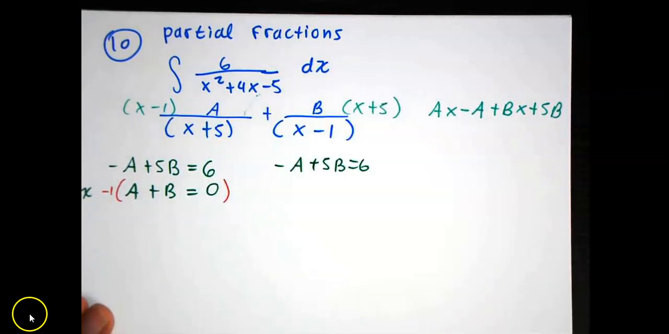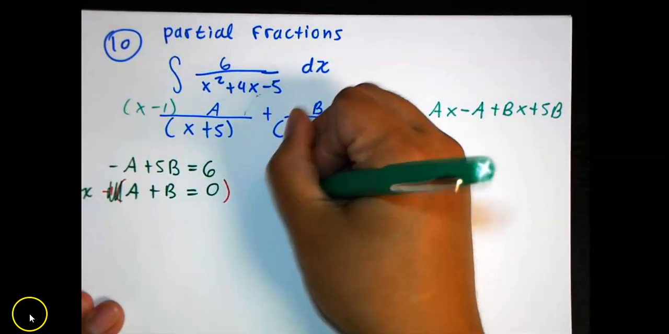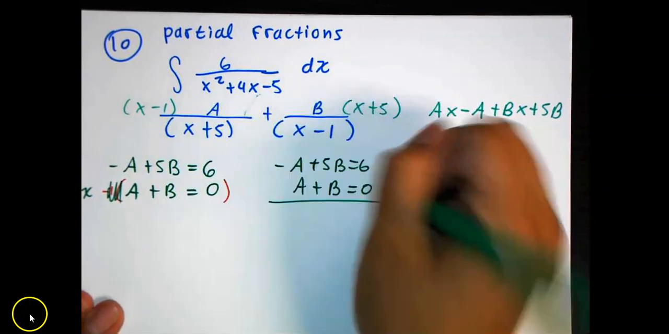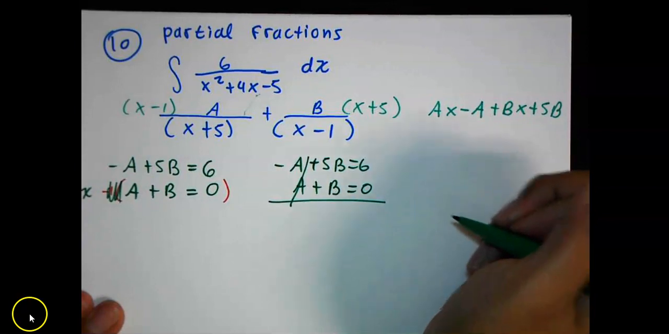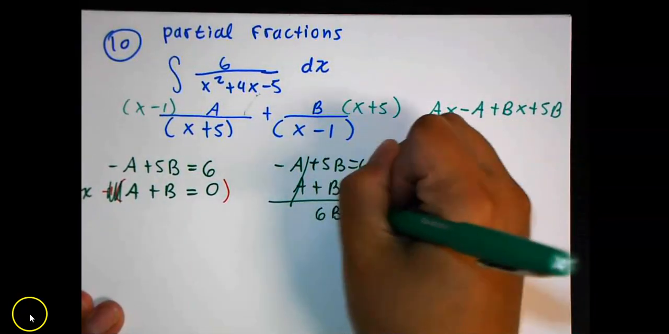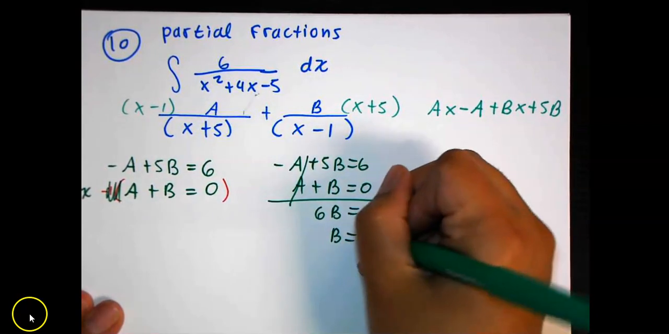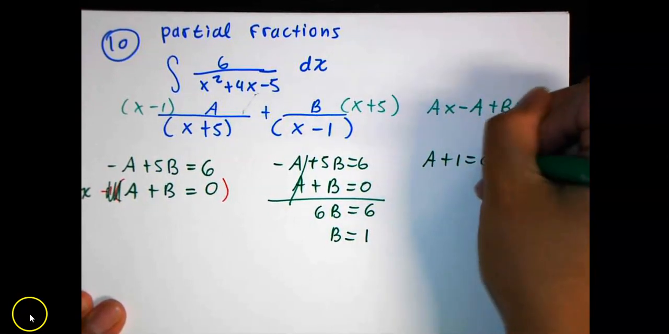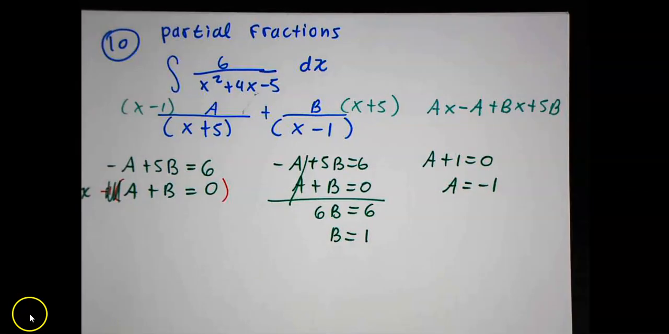Oh, you know what? I do not need to multiply times anything. Let's ignore this. We got a plus b equals 0 because they're already opposite signs. Let's just add them. So those two cancel, and then I get 6b equal to 6. And when we divide by 6 on both sides, I get b equals 1. A plus 1 equal to 0. Solve for a, and a is negative 1. Let's substitute it.